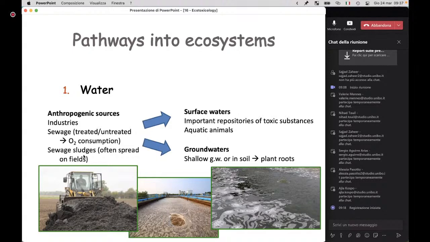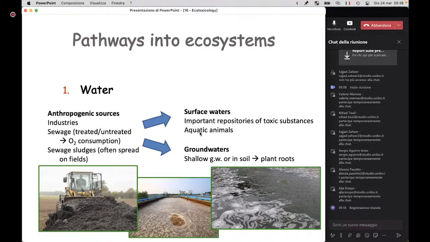And also sewage sludges. Sewage sludges are what remains after sewage has been treated. In line of principle, this should be just some organic matter, not particularly dangerous. However, again, these materials can be sprayed on fields just to dispose of them or to improve the terrain for cultures. However, again, part of this organic matter can go into the water, and of course, again, it can consume oxygen and so on.